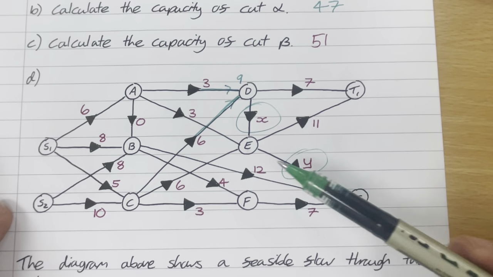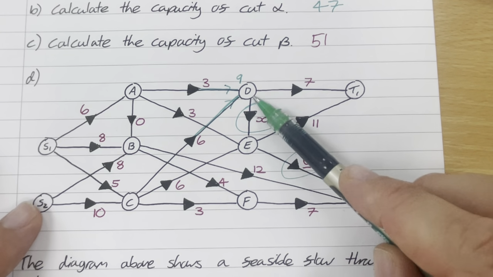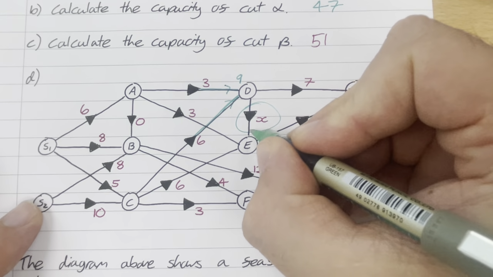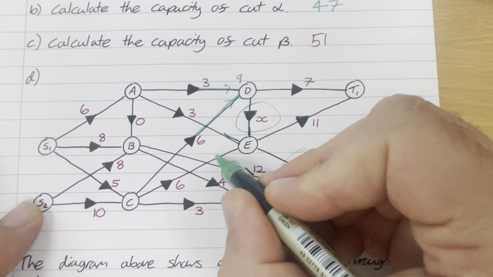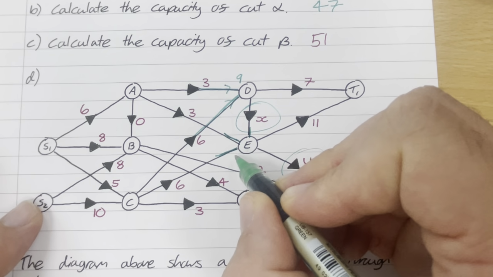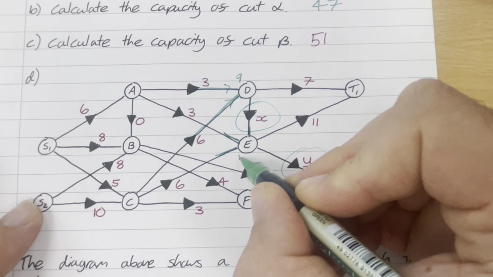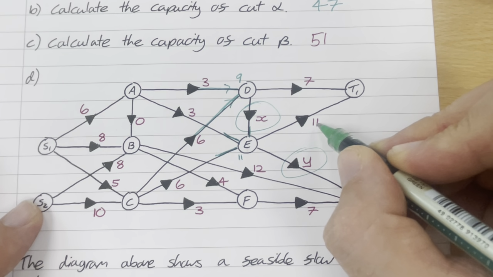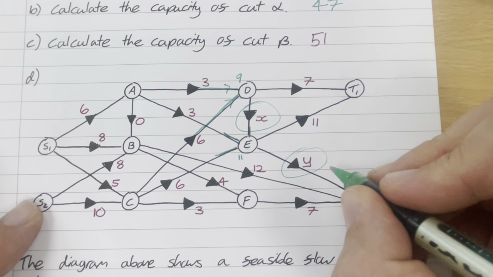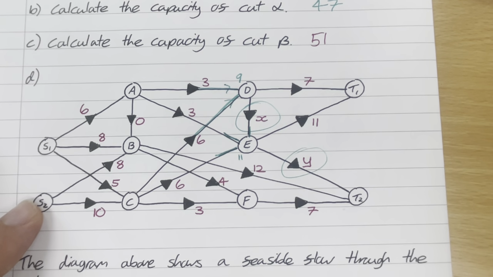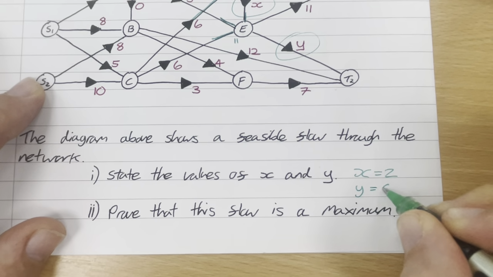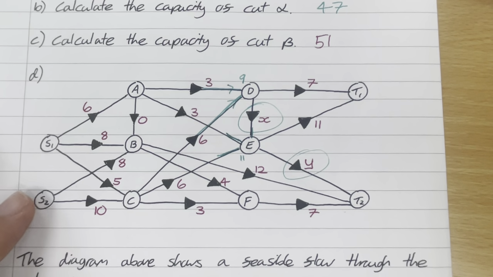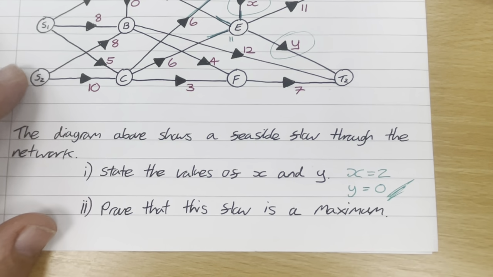We can then do the same thing at node E, now that we've got that this is 2. So we've got 2 coming in that way. We've got 3 coming in that way. We've got 6 coming in that way. So that's a total of 11 coming in. We've got 11 coming out, going from E to T1, which means we don't want any flow going from E to T2. So therefore, Y will equal 0. Okay, no flow. So that's the answer to that.